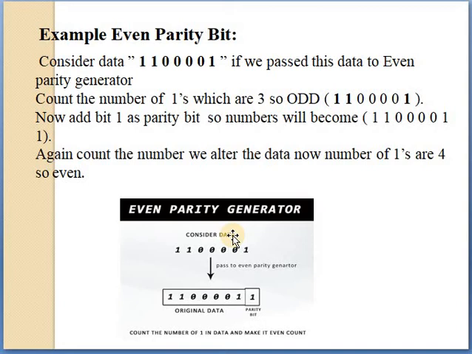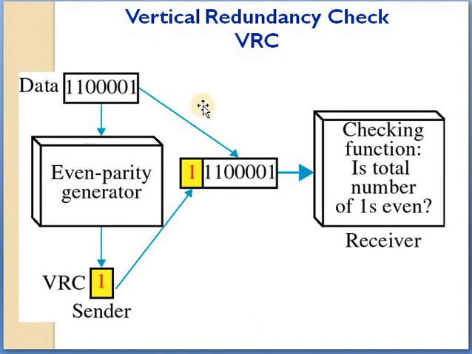Like even parity, the same concept is used in odd parity checking. Here in this example, this is the data; pass this data to the generator. Here the number of ones is odd, so we append one extra parity bit to the original data and send it to the receiver, so that the number of ones in the data unit is even. This is the even parity bit. Next is the same example shown graphically for the vertical redundancy check.